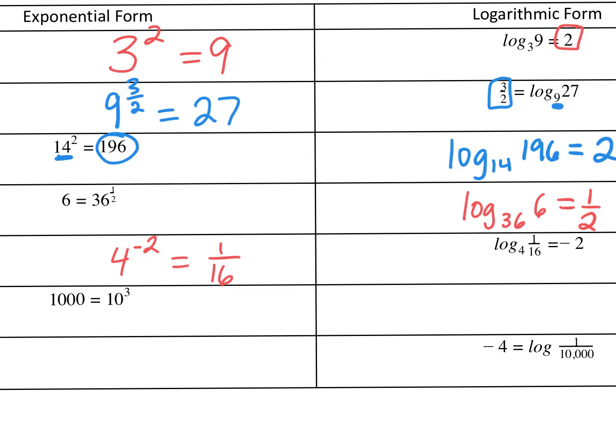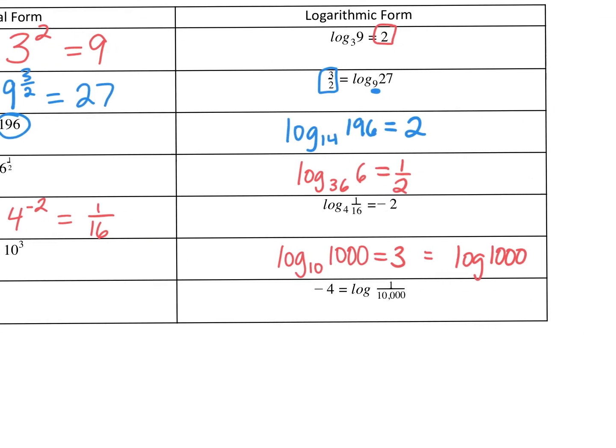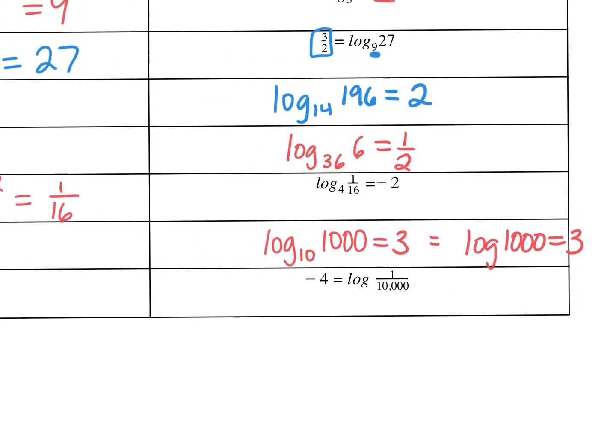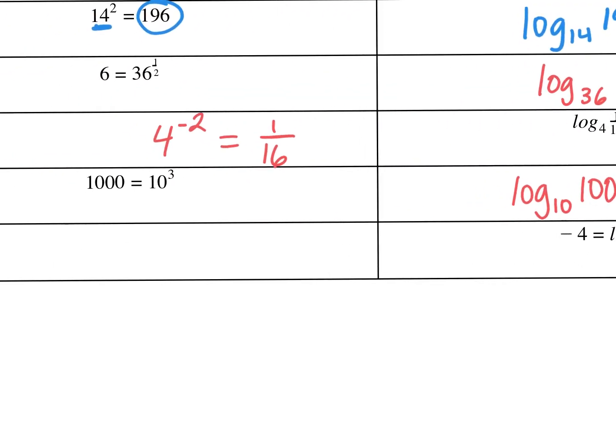Next one. Log with 10 at the bottom, 1,000 equals 3. Perfect. Could I also have written this one as log 1,000 equals 3? Yes. Why are those the same? This is 10 to the third. You don't have to write the 10, right? Yep, you don't ever have to write the 10 if you don't want to. But you can. I'm not going to count it wrong if you do. But if there's a 10, you don't have to write it.